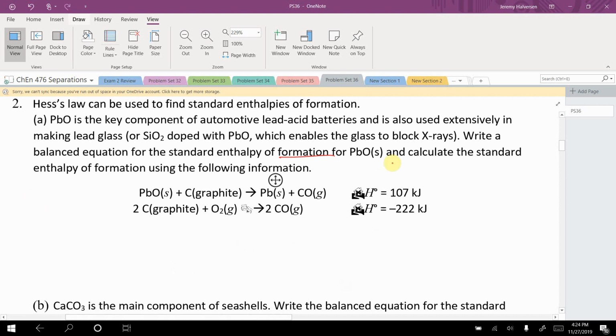Okay, that's the first part of this problem. Formation reaction PbO, I'm going to write it right here. You're making 1 mole of PbO from pure elements in their standard state. So my elements are Pb and O2. And to balance this, I need 1/2 O2. Then it says calculate the standard enthalpy of formation using the following information. So I'm using these equations.